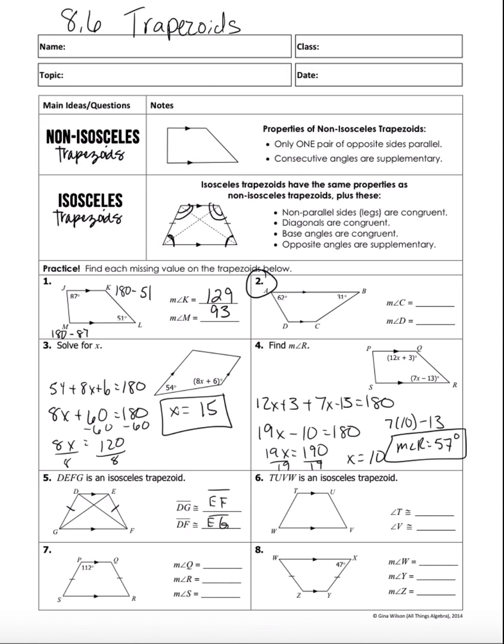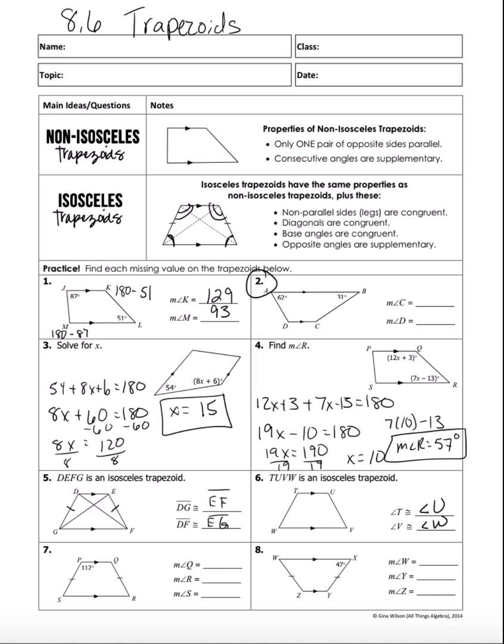Something similar in number 6, okay? Because remember, these base angles are going to be congruent. So T and U are going to be congruent, so we're writing angle U here. And angle W is congruent to angle V.